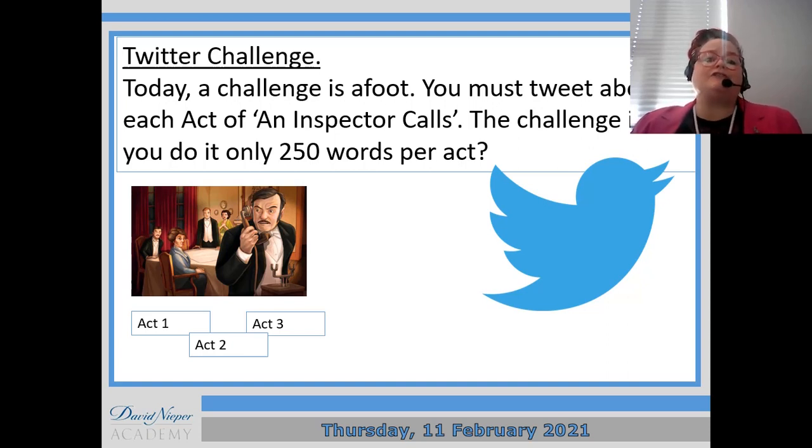So summarise each of those in more detail than I've just done. That wasn't anywhere near 250 words each. I want you to put some more detail in. You might find that Googling An Inspector Calls summary of acts or Act 1 summary will help you, and you can use some information that you find to make sure you include everything that you could.